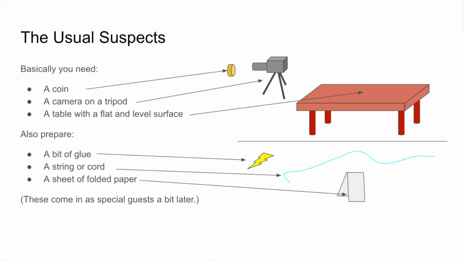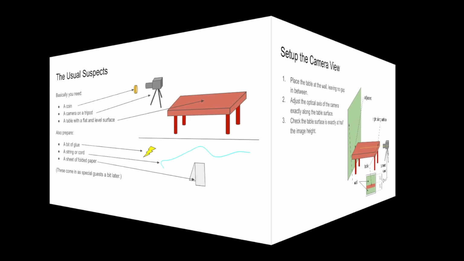The usual suspects. Basically, you need a coin, a camera on a tripod, a table with a flat and level surface. Also prepare a bit of glue, a string or cord, a sheet of folded paper. These come in as special guests a bit later.